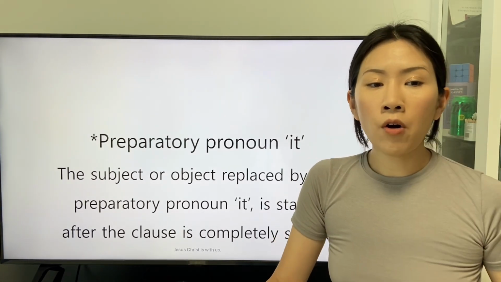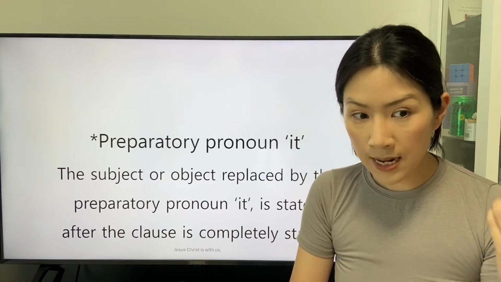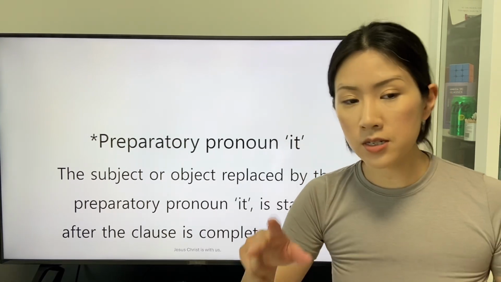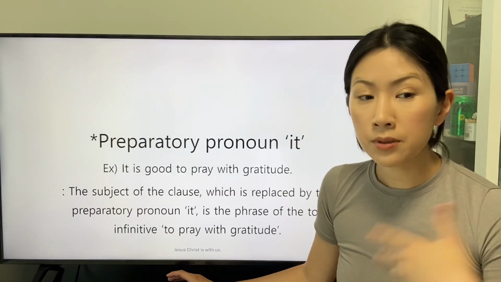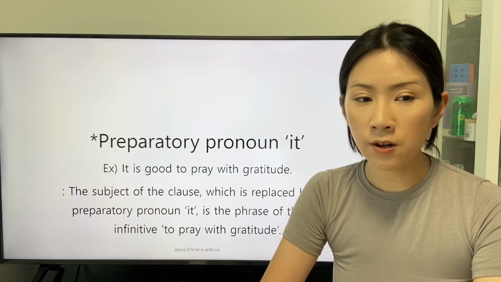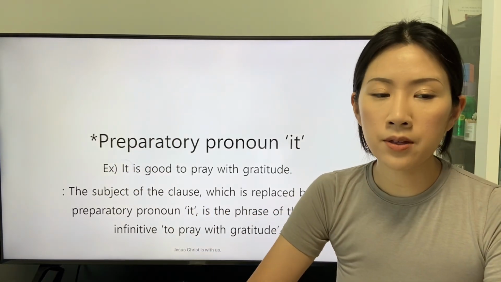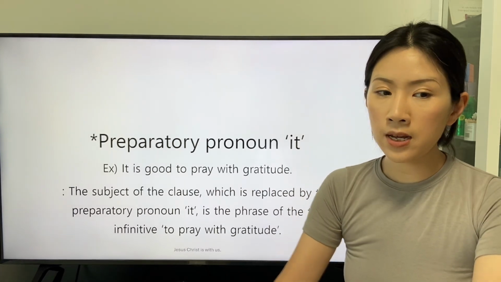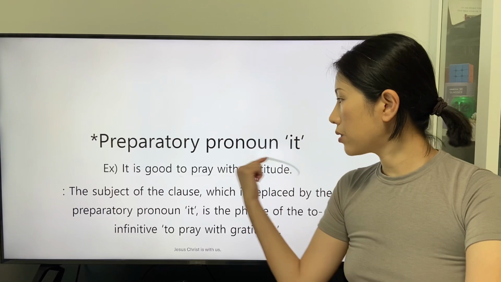The subject or object replaced by the preparatory pronoun it is stated after the clause is completely stated. There is an example. It is good to pray with gratitude. The subject of the clause, which is replaced by the preparatory pronoun it, is the phrase of the to-infinitive, to pray with gratitude.